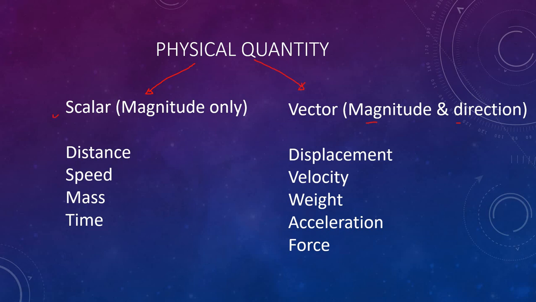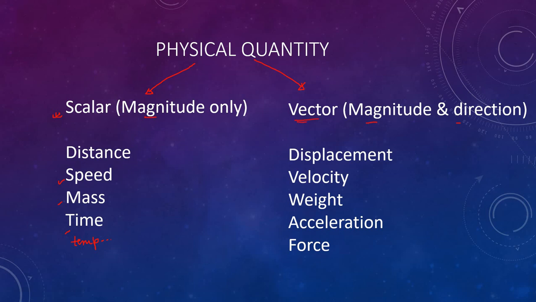A scalar quantity is one which has only magnitude. It doesn't require direction to define it. For example, distance, how much anything has traveled, does not depend on the direction. The same goes for speed, mass, time, and others like temperature.